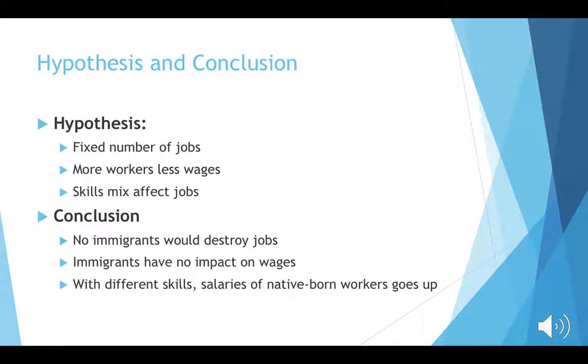In conclusion, the author proves that the effect of immigration on jobs is the opposite of the common misconception. Getting rid of immigrants will most likely destroy jobs and raise native unemployment. Also, immigrants have no impact on wages because when you add more workers, the capital simply adjusts and there is no harm in adding workers. And lastly, the skills of the immigrants are different from the skills of native-born workers, and as a consequence, salaries for native-born workers tend to go up.